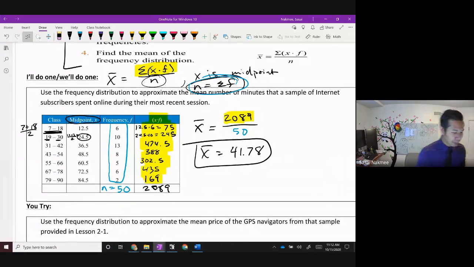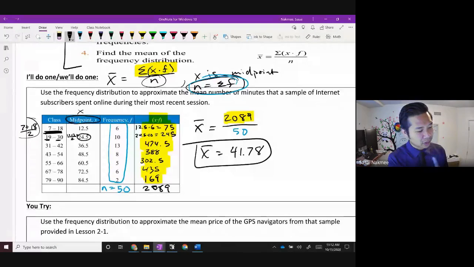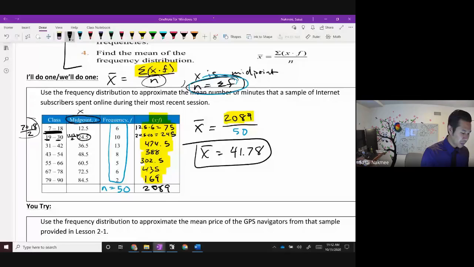You simply have to start off by calculating the midpoint. So if my class is from 7 to 18, the midpoint is what we did back in 2.1, and it came out to be 12.5. That's going to be our X value. Just like the salaries were in the other one, this one is going to be the X right here.